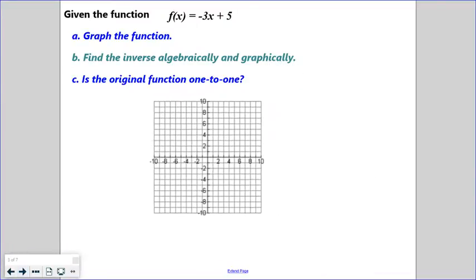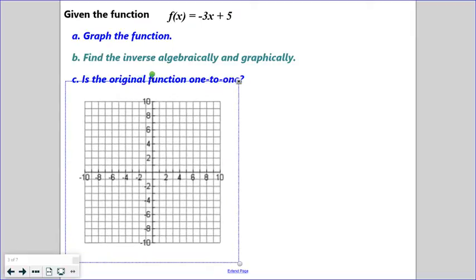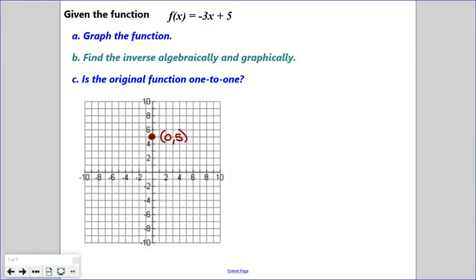So let's start with part A. If they give us this, we are not using our calculators to do this. We're going to be able to graph this by hand and find some pretty points along the way. That's a linear function. You guys know how to graph. That's y equals mx plus b, right? So f of x equals negative 3x plus 5. We would start with the plus 5. That's our y-intercept up here at 0, 5.